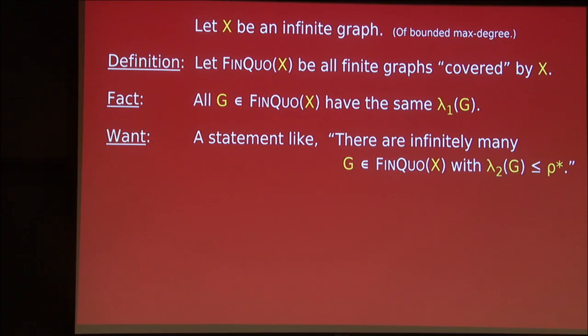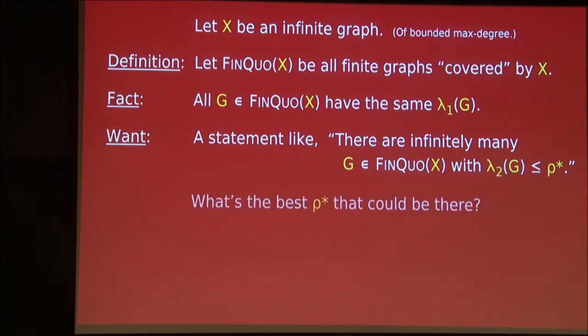So what we really want in this talk is statements like this: for a fixed X, there are infinitely many finite graphs G covered by X whose second eigenvalue is smaller than some number rho star. Hopefully smaller, which in turn is hopefully smaller than this lambda 1 of G.